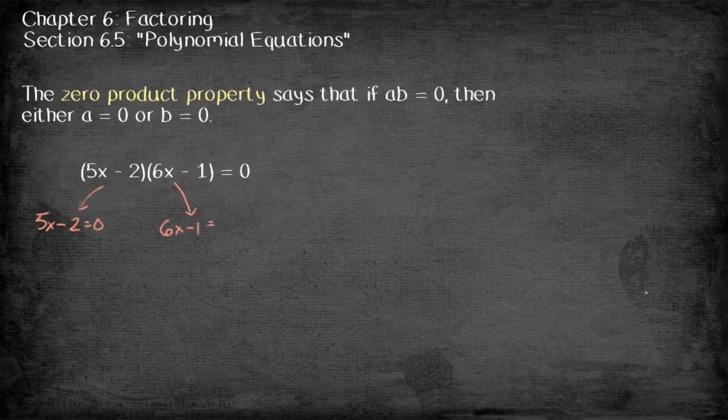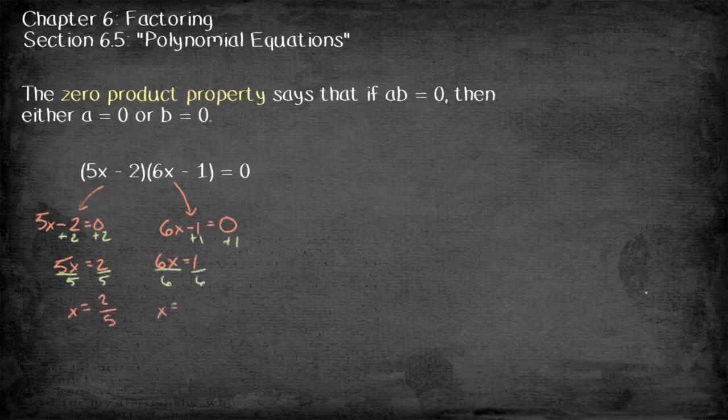And once we have those, they're pretty easy to solve. We already know how to solve linear equations. So that x is equal to 2 over 5 or 1 over 6. So that means if x is either of these two values, then one of those factors in that product on the left-hand side is going to be 0, which means the whole thing is 0. So these are the values that you can substitute for x to get a true statement for the equation.